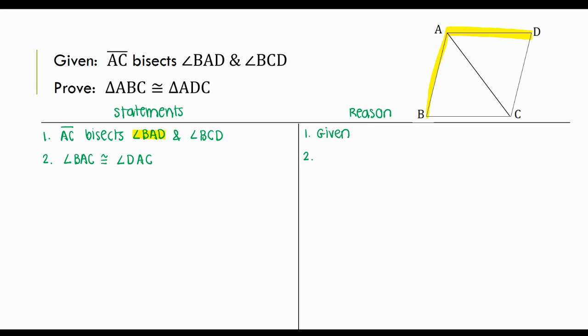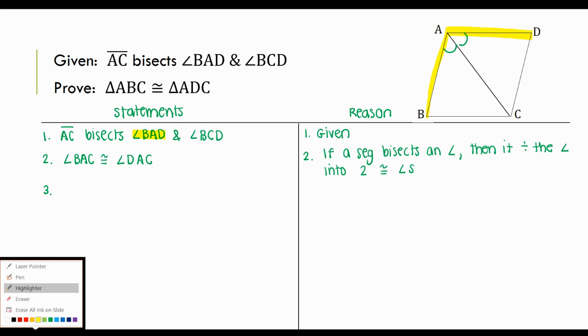We need to justify this with a reason. So we have to come up with an if-then sentence. So what did we talk about? Well, if a segment bisects an angle, okay, that's the if part because that's what's given to us, then it divides the angle into 2 congruent angles. That's what I was concluding in step number 2. And now I'm going to mark my picture. I can't expand on step number 2 any further.